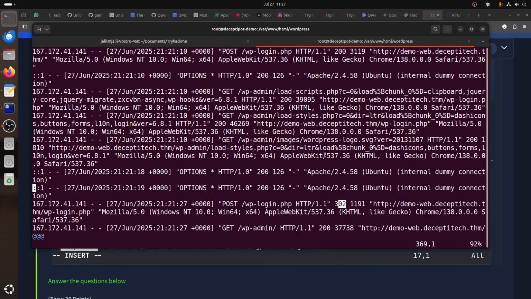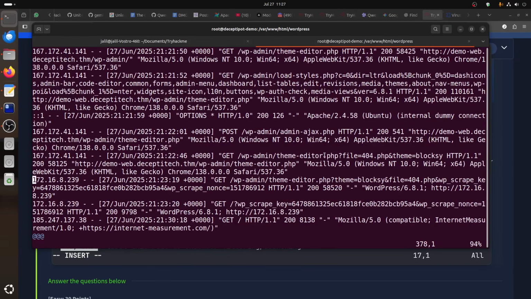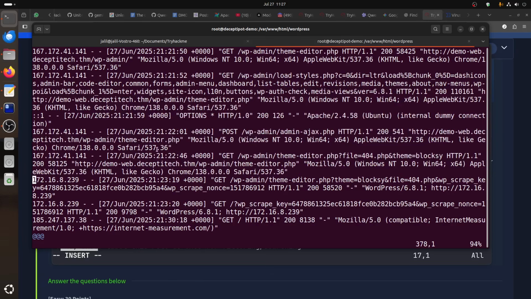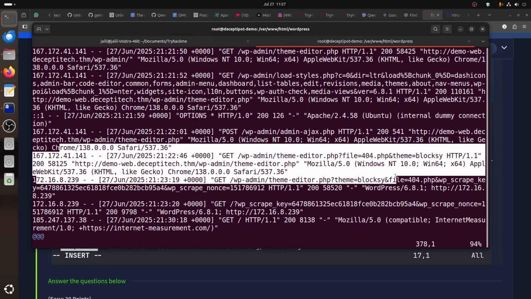This is a normal login page, but if you are familiar with WordPress, usually the attacker always goes to the theme. You can see now he's going to 404.php, and that's the key. The key part is this. If you follow wp-admin, that's normal WordPress, but here it's doing something else.